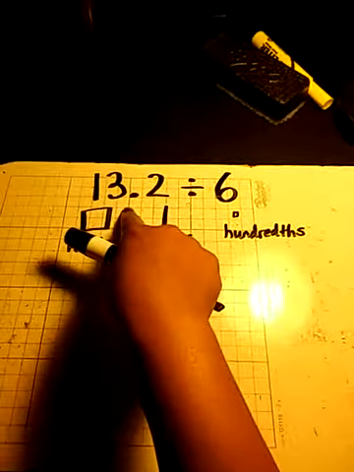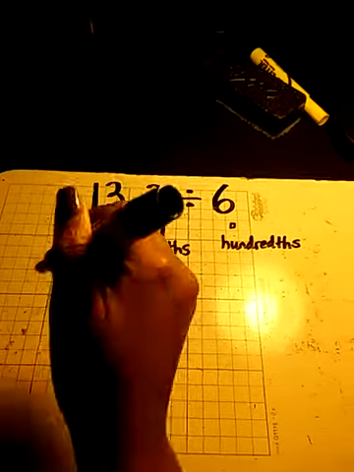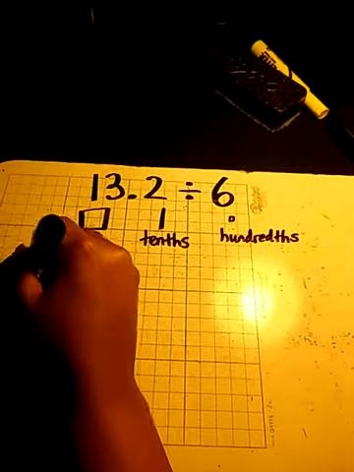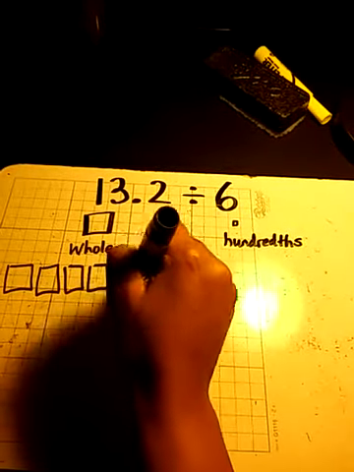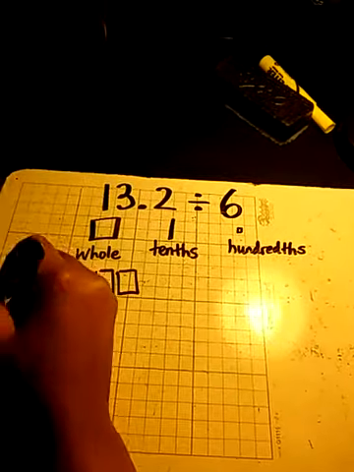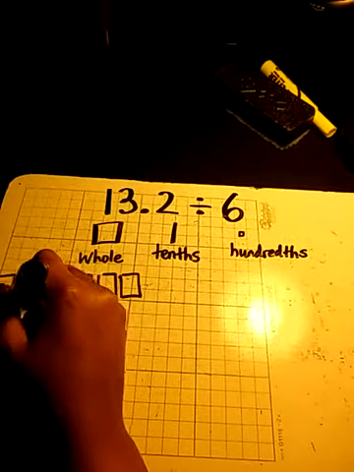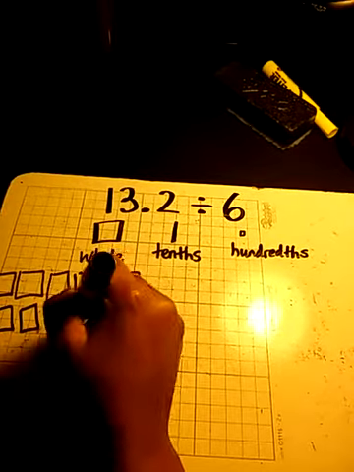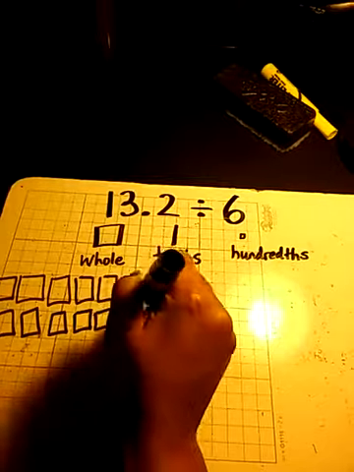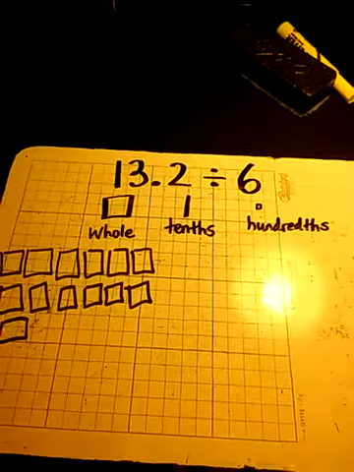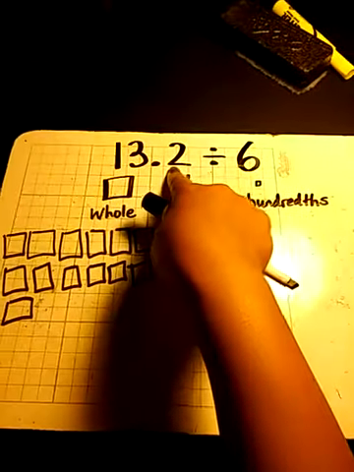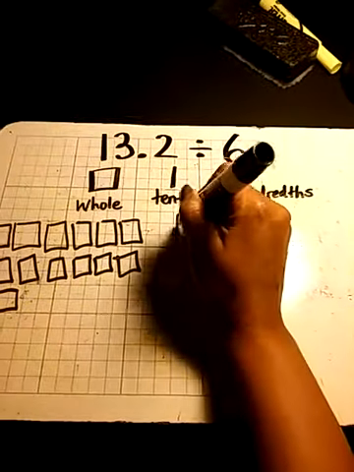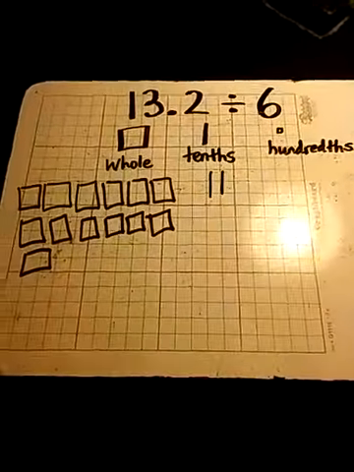All right, based on my dividend, I have 13 wholes. So I want to model those. So I have 13 wholes. And based on my dividend, I only have 2/10.